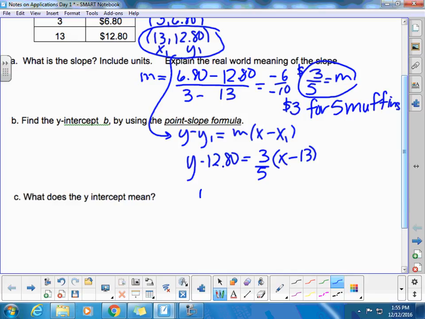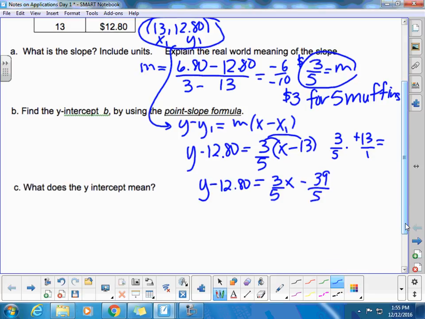If we do this, we still have y minus 1280 on the one side, but I do need to distribute on this side, and we get 3/5 times x, which is 3/5 x, minus 3/5 times 13, or 13 over 1. Multiply across the top, we get 39. Multiply across the bottom, and I get 5. So it's not quite ready. We have to get the y-intercept; we should be in this y equals mx plus b form, where b is the y-intercept. We're close. We have to add 1280.